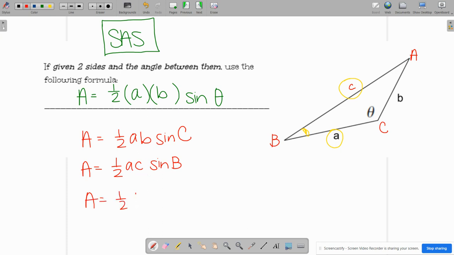And then the last version, they could say 1/2, since you already had A and B together and A and C, what if you were given side B and side C? So that would be, let's change these colors, side B and side C, well, angle A is between them. So B times C, then you would have the sine of A. So any version of this, just know that what you put in here are the two sides surrounding the angle, and that's what you take the sine of there.